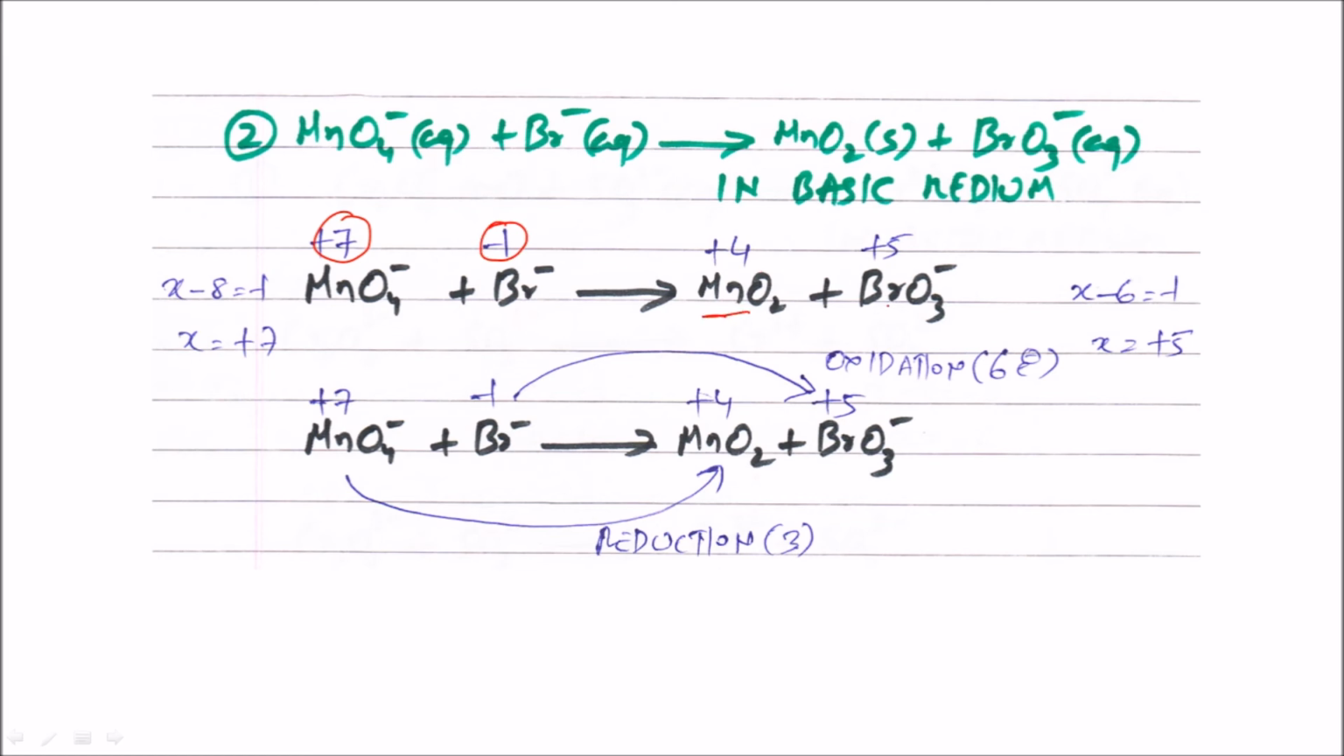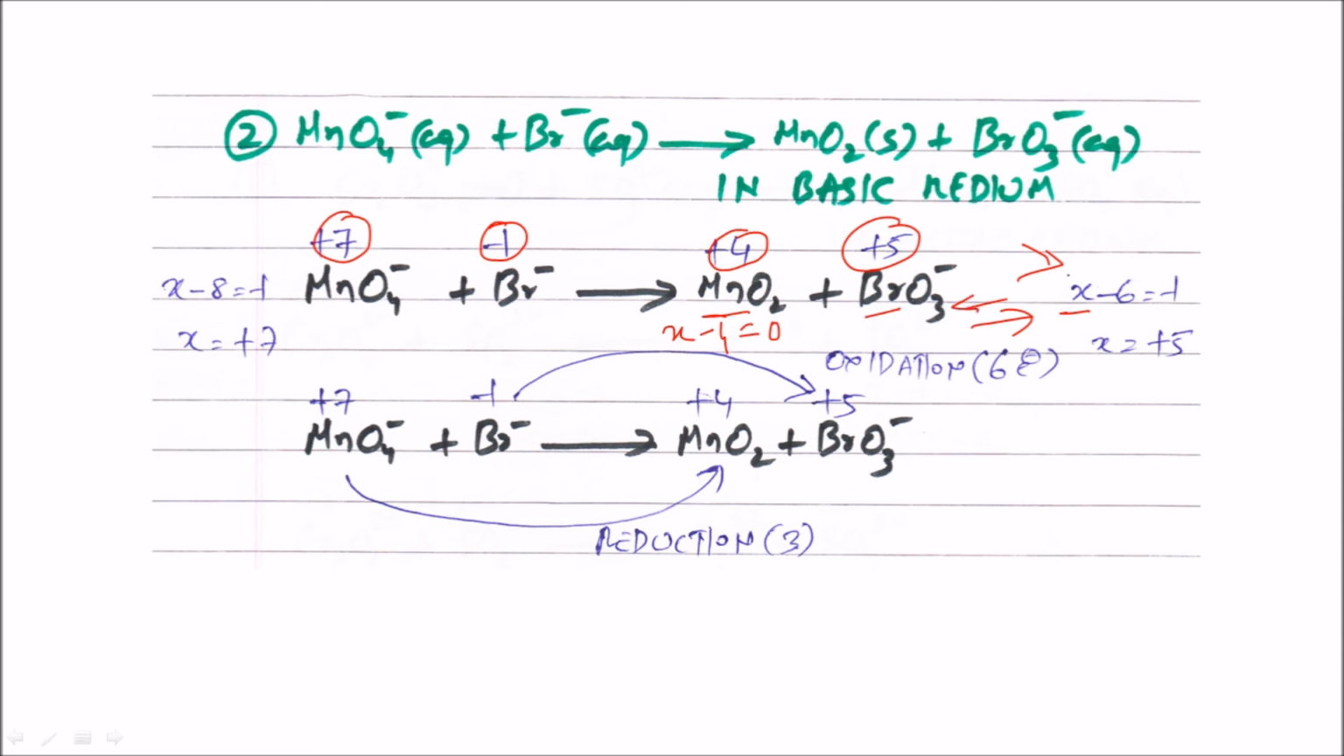Then for MnO2, manganese dioxide, we can take manganese as X, and for oxide we got 2 oxide ions, right? So 2 into -2 is -4, equal to 0. If you simplify, you'll get X as +4. So the oxidation number is +4. Next, for bromate, we got the oxidation number for bromine as +5. You can see here X for bromine, minus we got 3 oxides here.